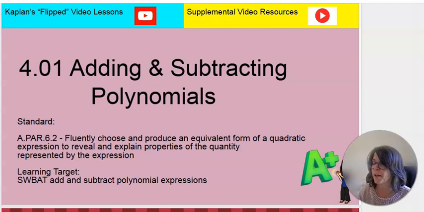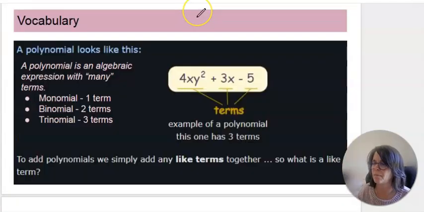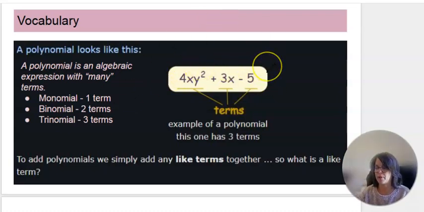Add and subtract polynomials. A polynomial looks like this example here on the screen. It's an algebraic expression with many terms. Poly means many. There are some specific terms.